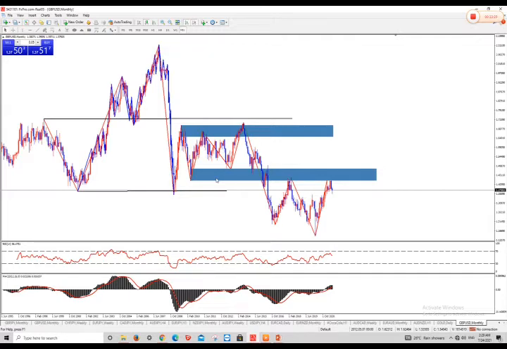Yes, they are cut from the same cloth, but they have two different outlooks. Demand and supply gives you an economic outlook of price behavior. Why did it bounce off this level? Why are sellers in control? Are buyers in control? Why did the sellers reject price? Why did buyers reject price from an economic point of view?